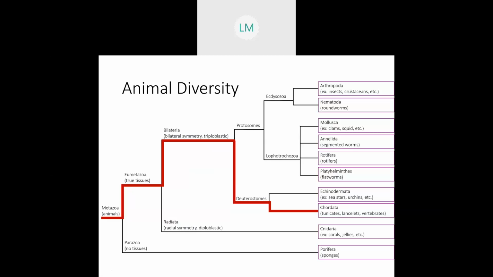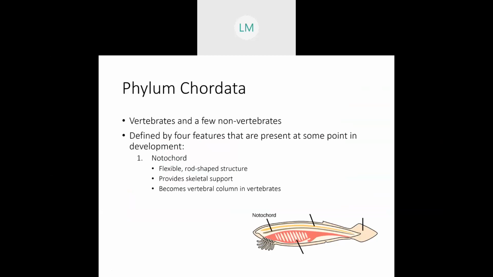We are still in our deuterostome group, phylum Chordata. Phylum Chordata are the chordates. A lot of times when people think of the chordates, they just think of vertebrates, but there are actually a few non-vertebrate chordates. So it's not just the vertebrates here. We've got a few other species. And these chordates are defined by 4 features, and these features are present at some point in development.